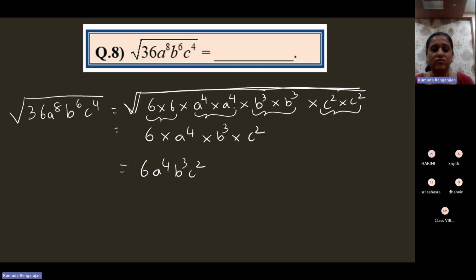Now we have a to the power 4. What is a to the power 8? A to the power 8 can be written as a to the power 4 into a to the power 4. Why? Because 4 plus 4 is 8. So from these two, 1 will come out, a to the power 4. Similarly, b to the power 6 can be written as b cubed into b cubed because 3 plus 3 is 6. So 1 b to the power 3 out. Similarly, c to the power 4 can be written as c squared into c squared. So 1 c squared out.